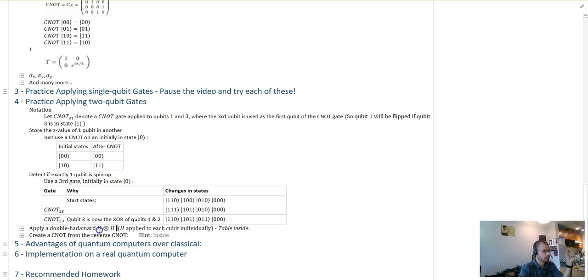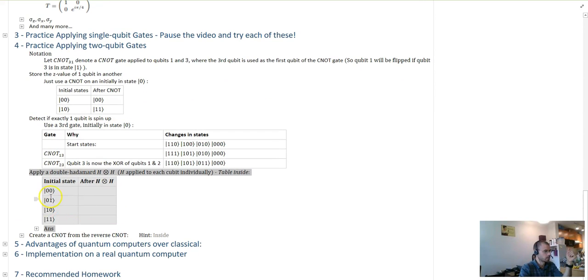So let's apply a double Hadamard. Initially, you're in one of these 4 states, and let's see what happens when you apply a double Hadamard, which basically just means that we apply a Hadamard to the first qubit and to the second qubit separately. This is the tensor product, and you could think about these in terms of matrices, but the easiest way is just to think of the first Hadamard acting on the first qubit, the second Hadamard acting on the second qubit, and you get your result.